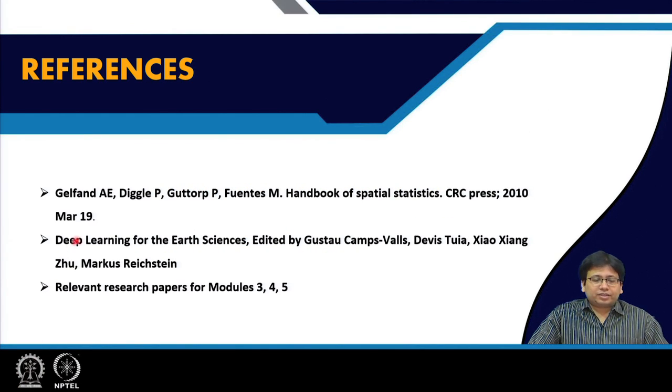And here are some of the references which we will follow during this course. The first one, the Handbook of Spatial Statistics, will be important for module 1. For module 2 and the subsequent modules, you can consider this edited book, Deep Learning for Earth System Sciences. This is available freely online, and it contains a huge bibliography of related research papers, and we will be going over those research papers especially for modules 3, 4 and 5, as and when the need arises. With this we come to the end of this introductory lecture.